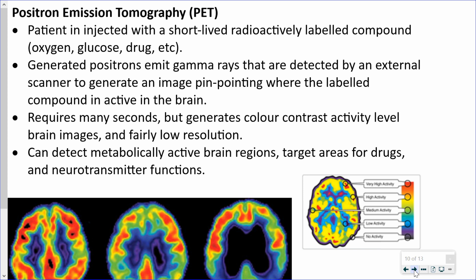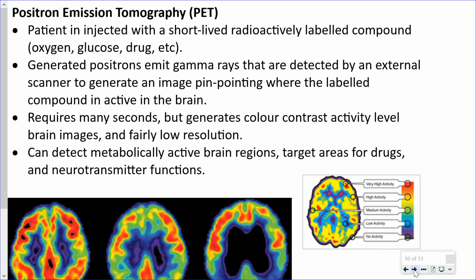Next one here, PET, positron emission tomography. Here the person is injected with something. What they're injected with can be various different things. It can simply be oxygen that all of your cells require, glucose. It can be a drug that they might be testing, whether it's a legal drug or an illegal drug that they're testing.